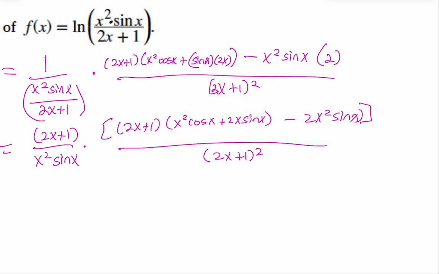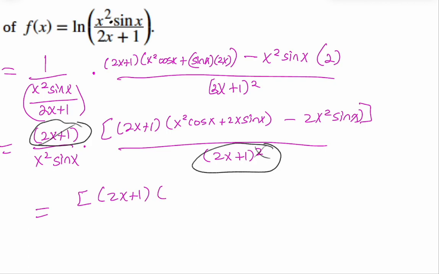Now, one thing you can do immediately right off the bat, you have a 2x plus 1 here, you have a 2x plus 1 squared here. You can reduce that down a little bit, and it would just be a 2x plus 1 in our denominator. Other than that, for now, let's just leave it.